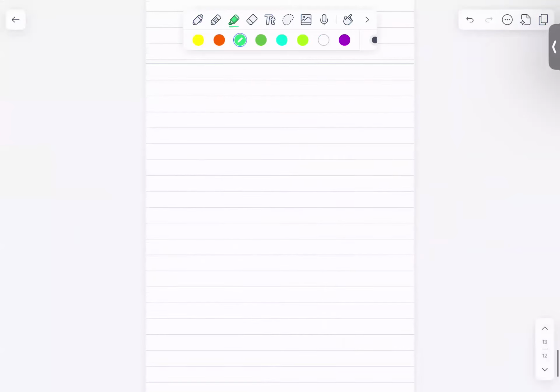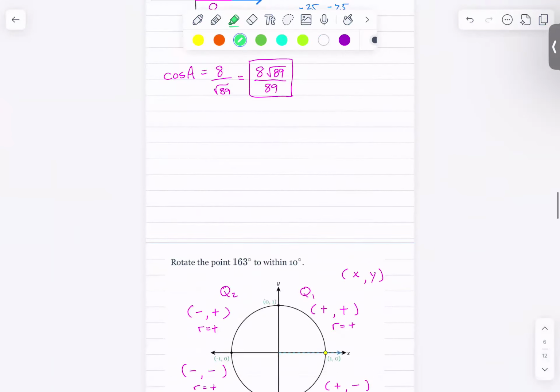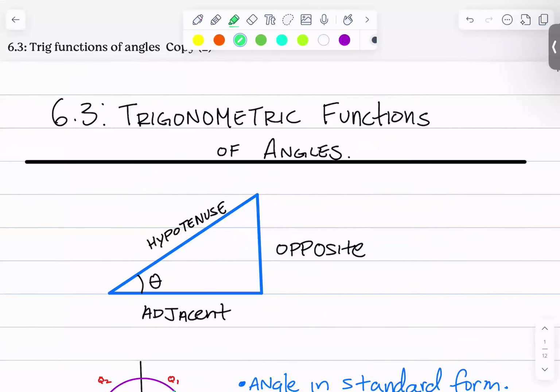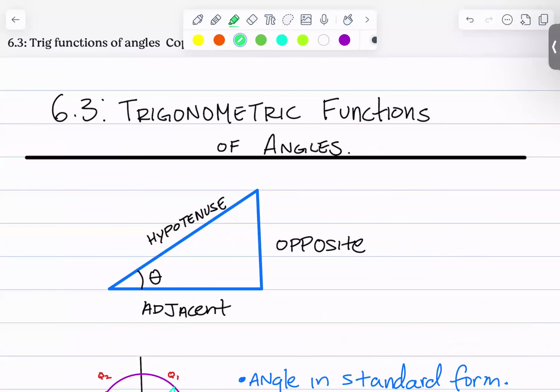And that is the notes for today. That is 6.3 on trigonometric functions of angles.